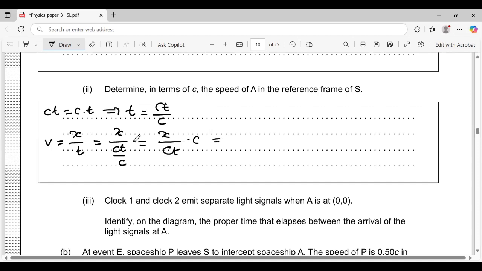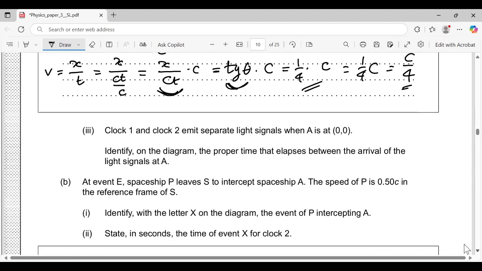As I explained previously, x over ct equals tangent theta, so the speed is tangent theta times c. Tangent theta is 1/4, so 1/4 times c is 1/4 c, or c over four.